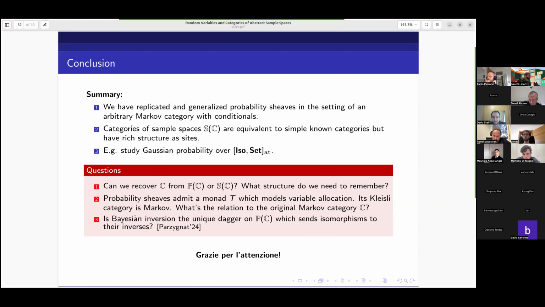And the last one is a question from Arthur Pazinia that he asked, and I can state it very easily now. Namely, we know P of C is a dagger category. Is Bayesian inversion the unique dagger on this? This is something he has been working on, and I think it should also be cleared up. Thank you for your attention, and give me questions.